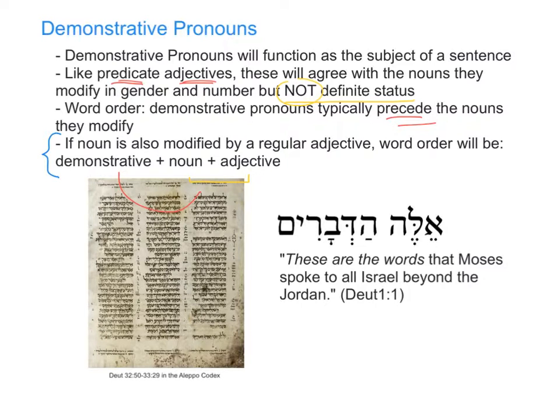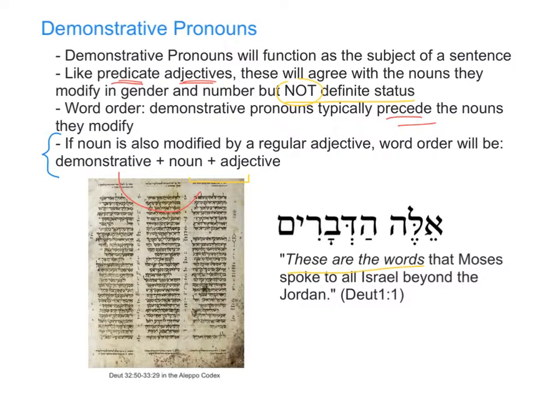Now let's look at just one brief example, a really simple example, probably the easiest one to find, in fact, in the Hebrew Bible, or at least one of the ones that comes to mind for me, is that opening line in the book of Deuteronomy, that all-important book of the second law in the Pentateuch. And it starts off with this. It says, "These are the words that Moses spoke to all Israel beyond the Jordan."